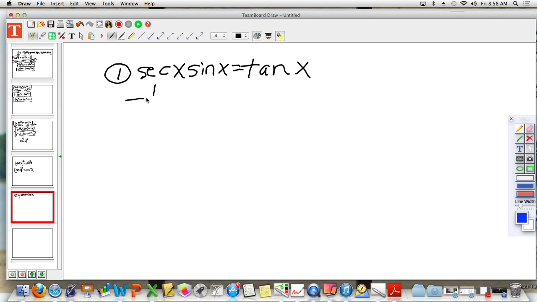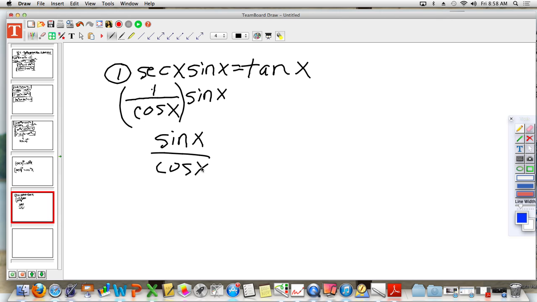The reciprocal. Okay, the reciprocal of cosine. So if I replace the secant with 1 divided by the cosine of x, and I keep the sine of x the same, so really I'm just multiplying secant times sine. Secant means 1 divided by cosine. If I multiply that by the sine of x, what I really have is 1 times the sine of x, which is the sine of x divided by the cosine of x. What is the sine of x divided by the cosine of x? It's tangent. So what you've just done is you've made the left-hand side look like the right-hand side.